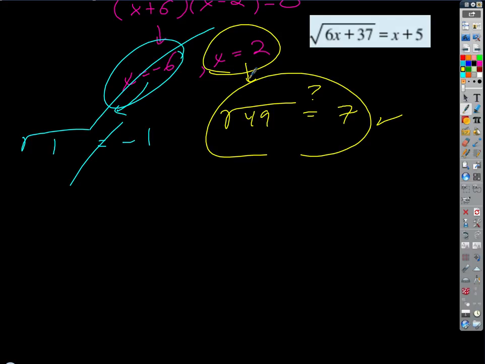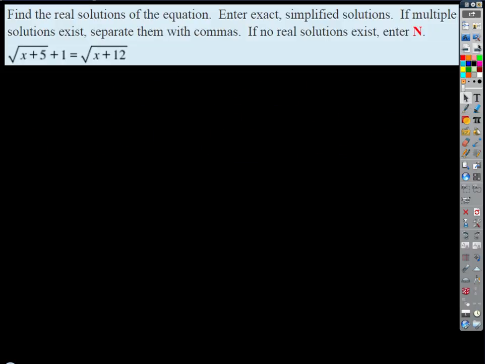Okay? Last one. And then we're done. So this guy, this one looks terrible, and it could be, but it doesn't work out to be that bad, I promise you. This is one where, unfortunately, I can't isolate both radicals at the same time. I can only isolate one. Well, I isolated this one. So if I square both sides, I can only get rid of one radical at a time.